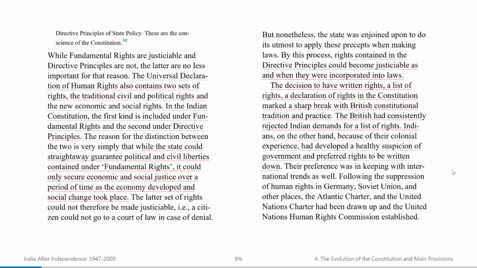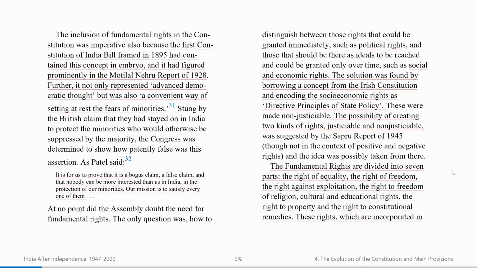Following the declarations of human rights in Germany and the Soviet Union, the Atlantic Charter and the United States Charter had been drawn up already, and the United Nations Human Rights Commission had been established. So obviously it was now logical to have a written law. Then obviously the inclusion of fundamental rights in the Constitution of India Bill framed in 1895, and prominently in the Motilal Nehru report of 1928, had made sure that this was a very good idea.